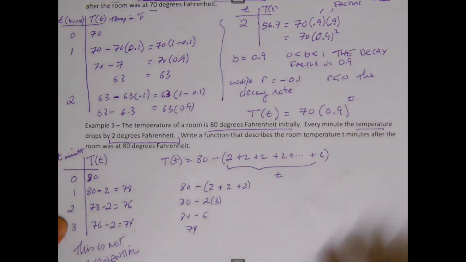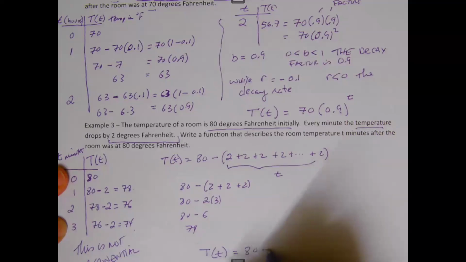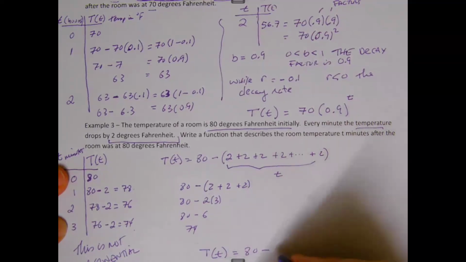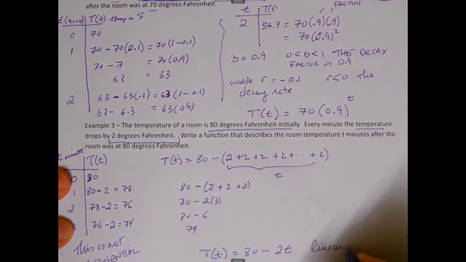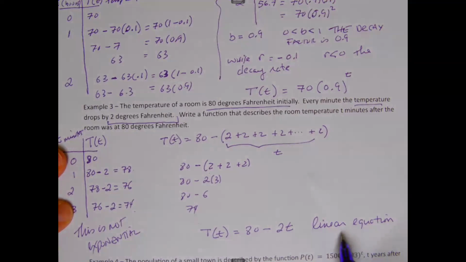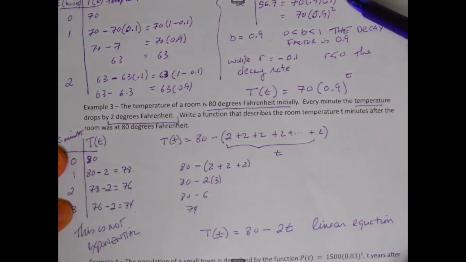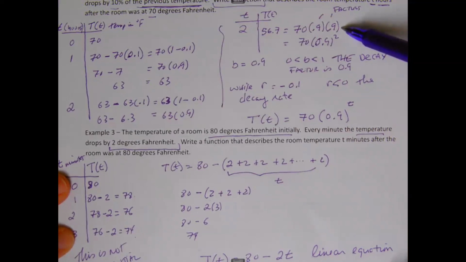Okay, so really, what is the formula? The formula is just this: 80 minus how many times am I subtracting, and what I'm going to keep subtracting is the 2. So I get this. What is this? This is a linear equation. So a linear equation is always adding or subtracting the same thing. Exponential is always multiplying the same thing by something.